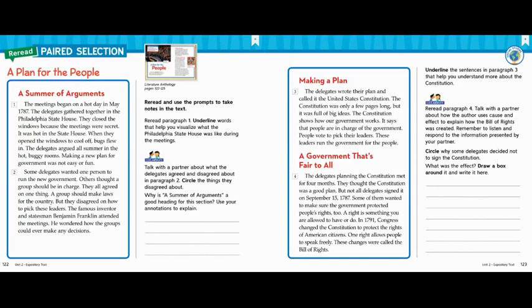Hi, third grade. We are here with our paired selection, A Plan for the People. We're going to go back into the story and reread certain sections to ask and answer some questions. For this lesson, you're going to need your Reader's Writer's Companion book and a pencil. You can pause the video and go grab that, and then open up to page 122.